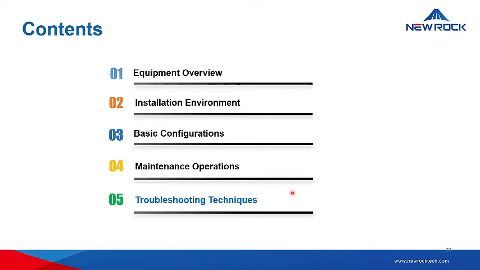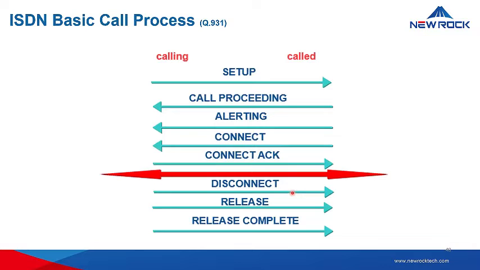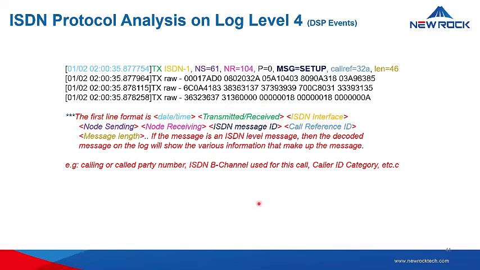Okay, so let's proceed to some of the troubleshooting techniques. I think in the future we can set aside another session for troubleshooting, but this one is just an overview of the basic troubleshooting with regards to the call process. The ISDN basic call process starts with setup, then call proceeding from the called side to the calling side, then alerting, connect, then connect ACK, then of course the disconnect, release, and release complete messages. This is in accordance with the Q.931 protocol.